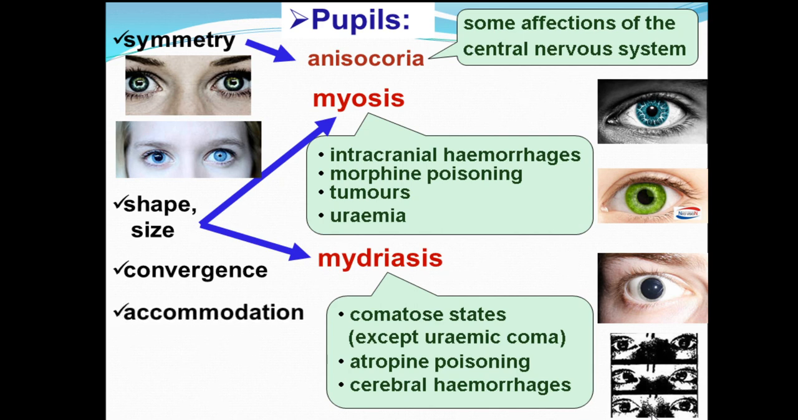We'll pay attention to the accommodation and response of the pupils to light, and sometimes pathological pulsation of the pupils may be seen. You will study this pathology more completely in the neurological department, because, as I said, the eyes are a mirror of, first of all, the condition of the central nervous system.